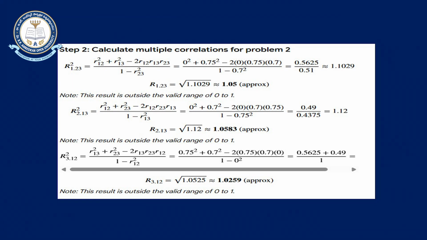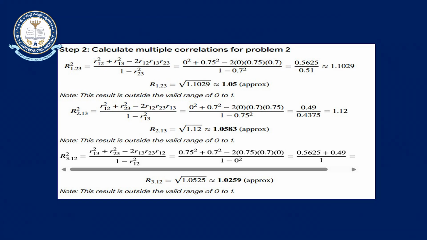So the data has some partial errors, and in that case we can remove the estimated errors. Next, R2.13 whole square equal to R12 whole square plus R23 whole square minus 2 R12 R13 R23, by 1 minus R13 whole square. So that is 1.12. Here also it is out of range, so the data does not lie between 0 and 1. So here also there is an error.